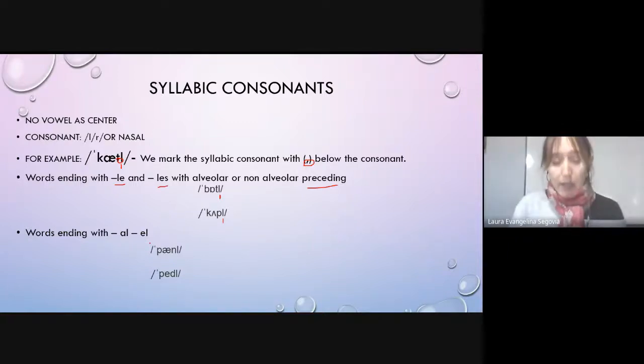And words ending with this spelling can also have a syllabicity. So you have panel, sorry, the mark is this one, a little one. It's a little line below the consonant, that is the mark of a syllabic consonant. Panel, pedal, paddle, okay?